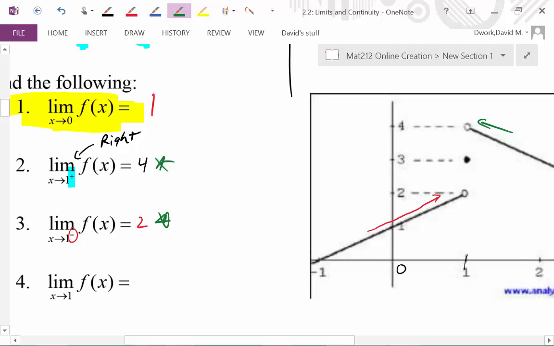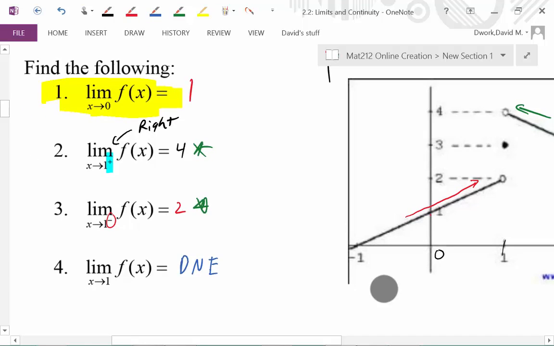And those are the problems we just did, and we saw one of them approached 4, the other one approached 2. So since they don't reach the same number, we say the limit doesn't exist. There is no limit for this function at the x value of 1. There could be limits elsewhere, but just not as x approaches 1. All right, let's do more.